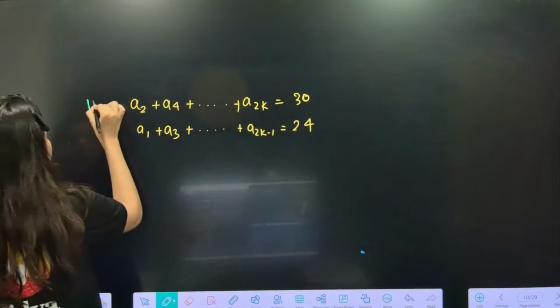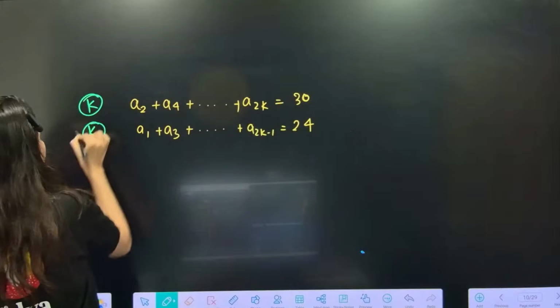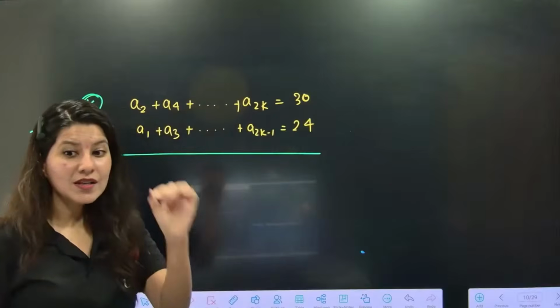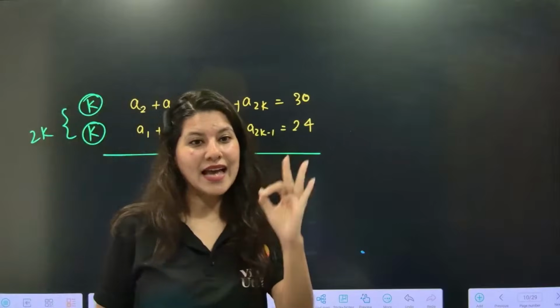So k even terms and k odd terms, total 2k terms are written over here. And now subtract these two equations. You will thank me later.